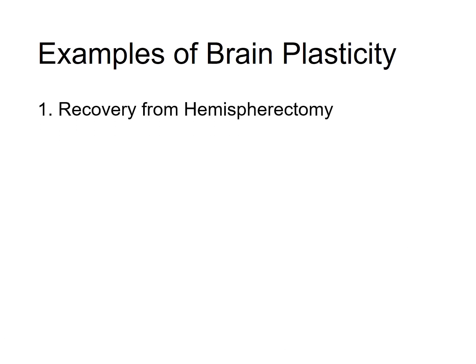So, what are the examples for brain plasticity in humans? Number 1 would be the cases of recovery following hemispherectomy.